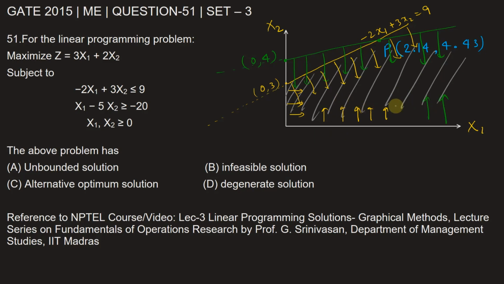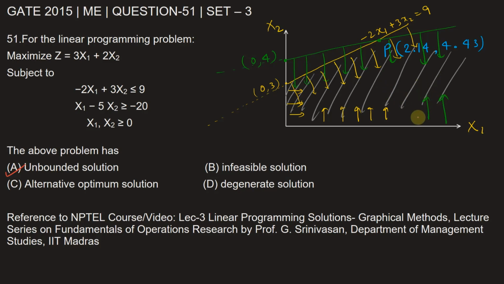This region it will be, but here it is not bounded. Anywhere it is not bounded, so it is an unbounded solution. So option A is the correct choice. From the graph it is clear. Now here from this graph we can see the feasible region is not bounded.